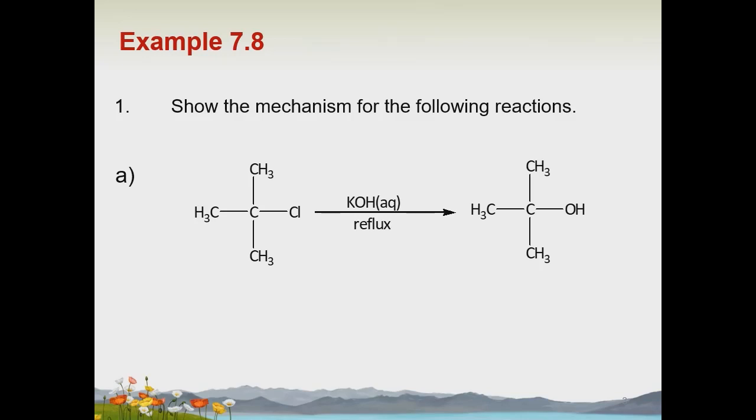The first question, in example 7.8, is: show the mechanism for the following reaction. As you can see here, the haloalkane used is a tertiary haloalkane. So we're going to do the same mechanism as taught in the previous general mechanism example. We have the reaction of 2-chloro-2-methylpropane with aqueous KOH and reflux to produce 2-methyl-2-propanol.